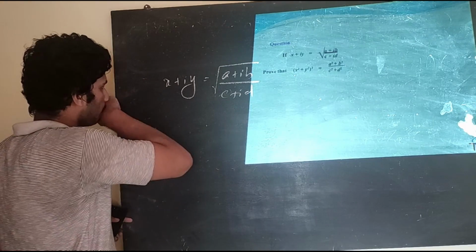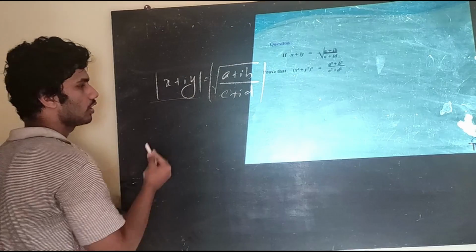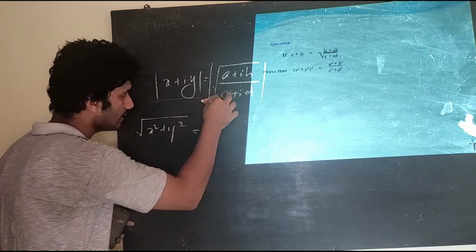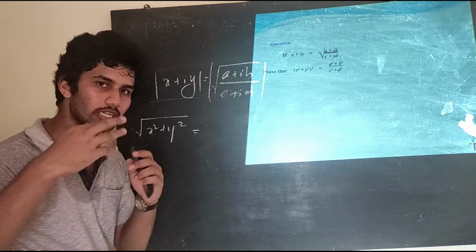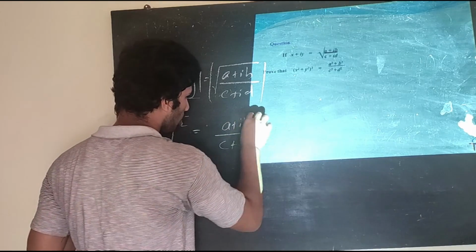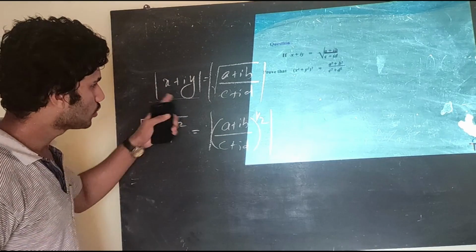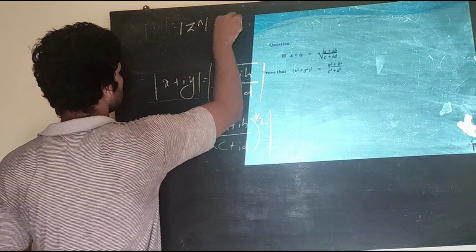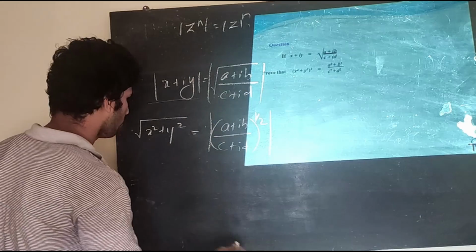Now, I'll take modulus on both sides. That's my first step. Now, what is modulus of x plus iy? Simply root of x square plus y square. And this root I can write as a plus ib by c plus id whole raised to 1 by 2, the modulus. Okay, so we have learned a property, that is modulus of z raised to n is modulus of z raised to n, the whole power. So this 1 by 2 will go outside the modulus, so I'm not worried about that.